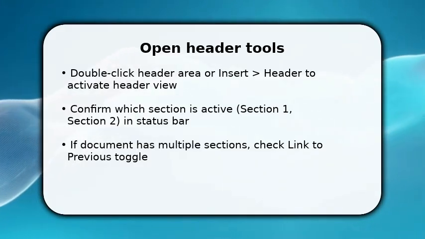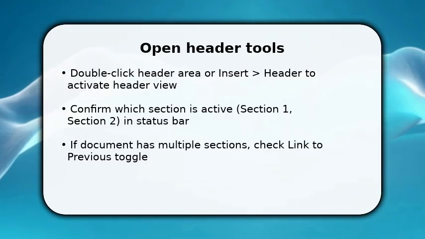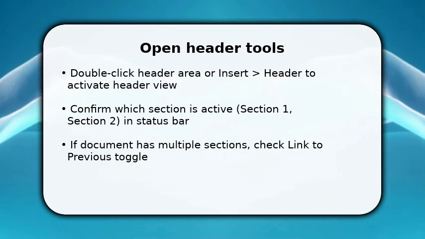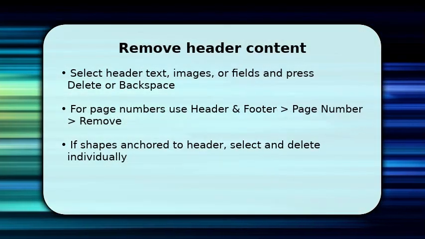This first step is essential because headers behave per section, and removing a header without addressing section links will leave other parts unchanged. Now remove the actual content. Click inside the header and select text, images, or fields and press delete.